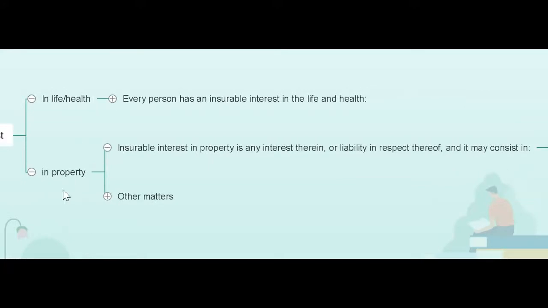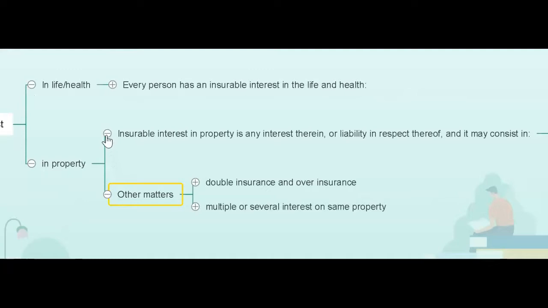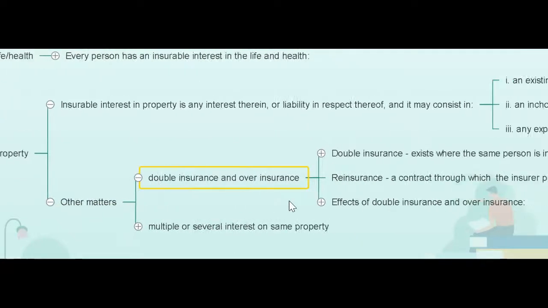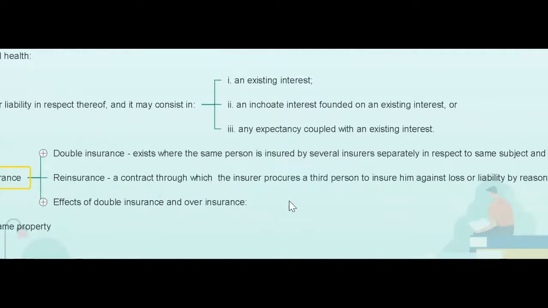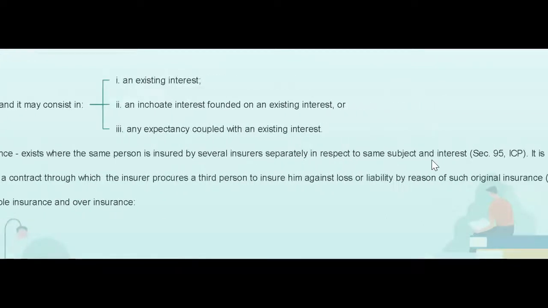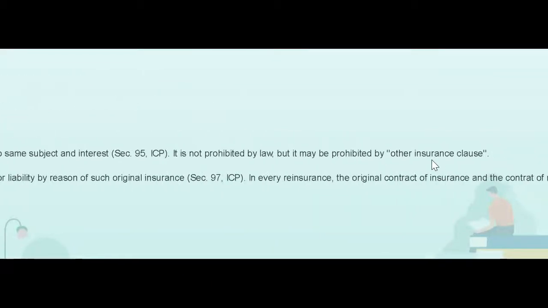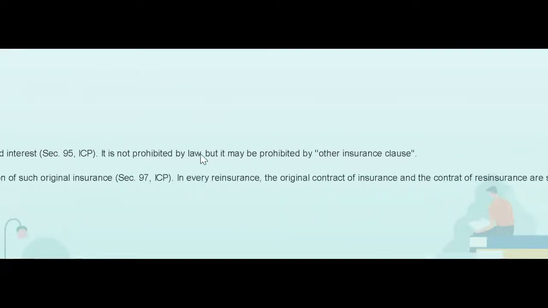How about the other matters in consideration of insurable interest in property? So we have two. First is double insurance and overinsurance and multiple or several interests on same property. Let's start with double insurance. Double insurance exists where the same person is insured by several insurers separately in respect to the same subject and interest. Take note, it is not prohibited by law, but it may be prohibited by other insurance clause.